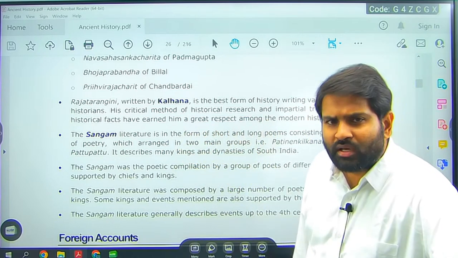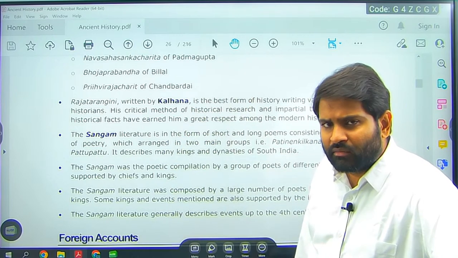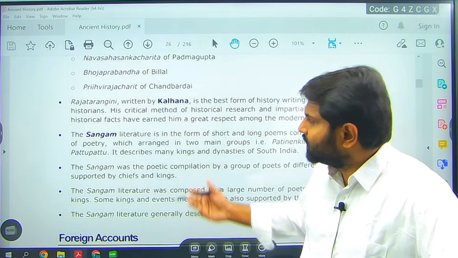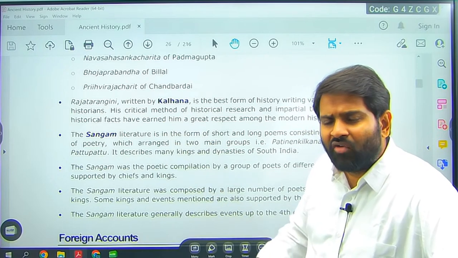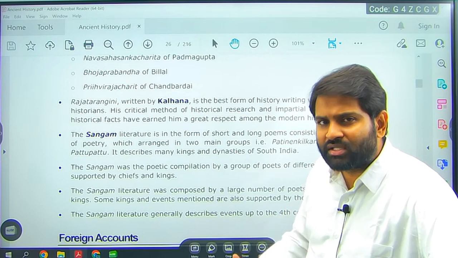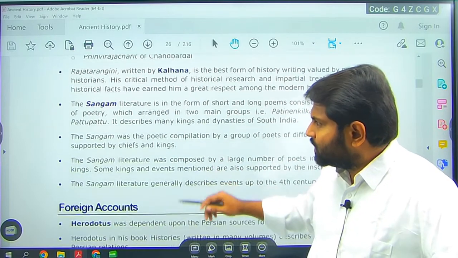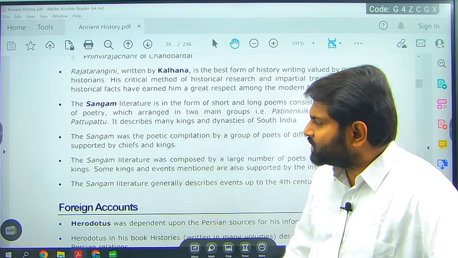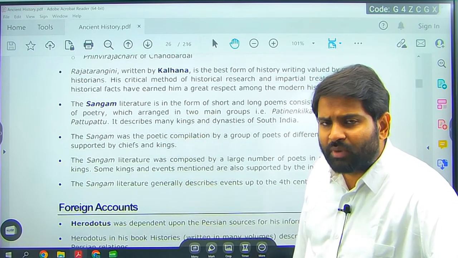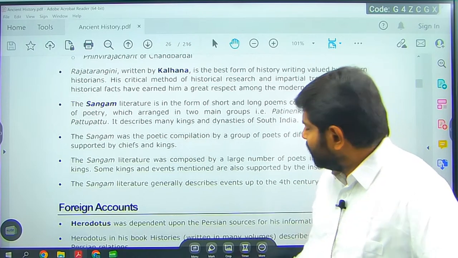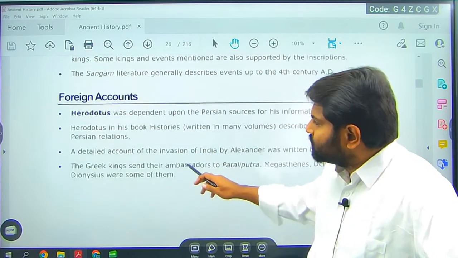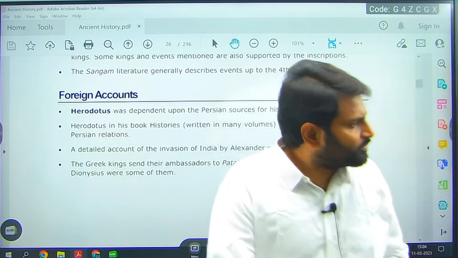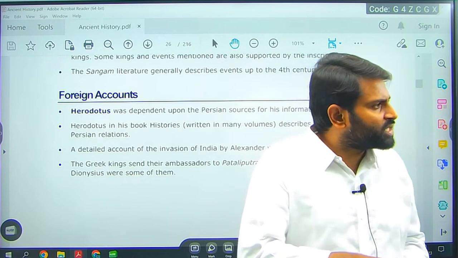So remember, I spoke about Al-Biruni. Similarly, you should remember Rajatarangini. Al-Biruni and Rajatarangini are non-partisan texts which we can trust according to the historians. Sangam literature, as I said, is divided into two, and who wrote it, we don't have any trace, but these are the texts which are available till the 4th century AD. Apart from that, we have foreign accounts. Another source is foreign accounts. From foreign accounts also, we can understand this particular history.